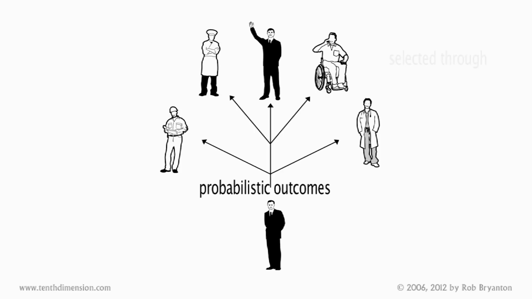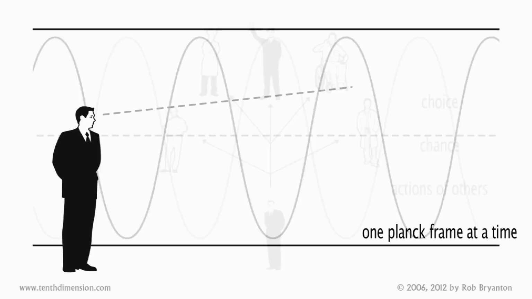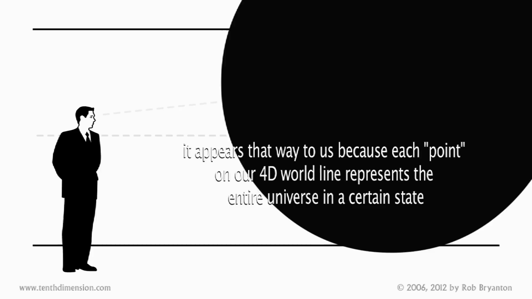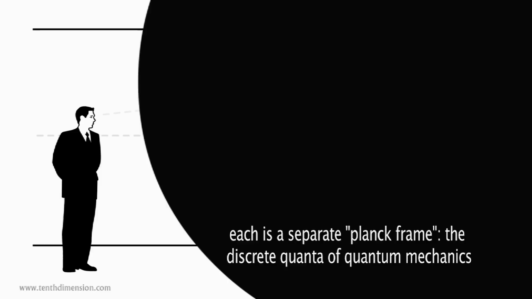We move through those branches one Planck frame at a time, and this is why some physicists say that the fifth dimension is curled up at the Planck length, because from our reference frame, that's how it appears. It's important to note, though, that Everett was also very clear that causality could not be violated as we observe one outcome or another. So right now, there is zero probability that you or I can suddenly be in the world where, for instance, Michael Jackson is still alive. And yet the many worlds interpretation says those versions of the universe really exist within the quantum wave function. So how could we get there?